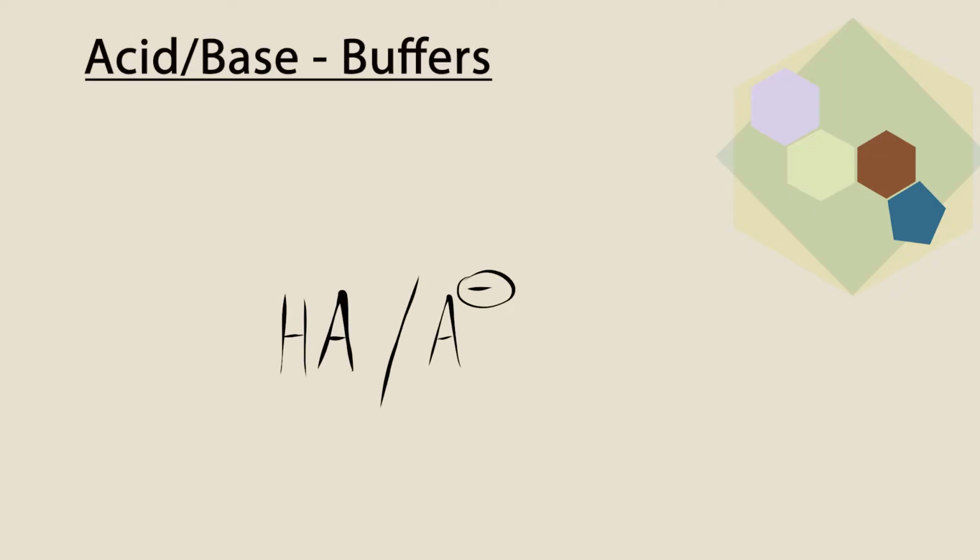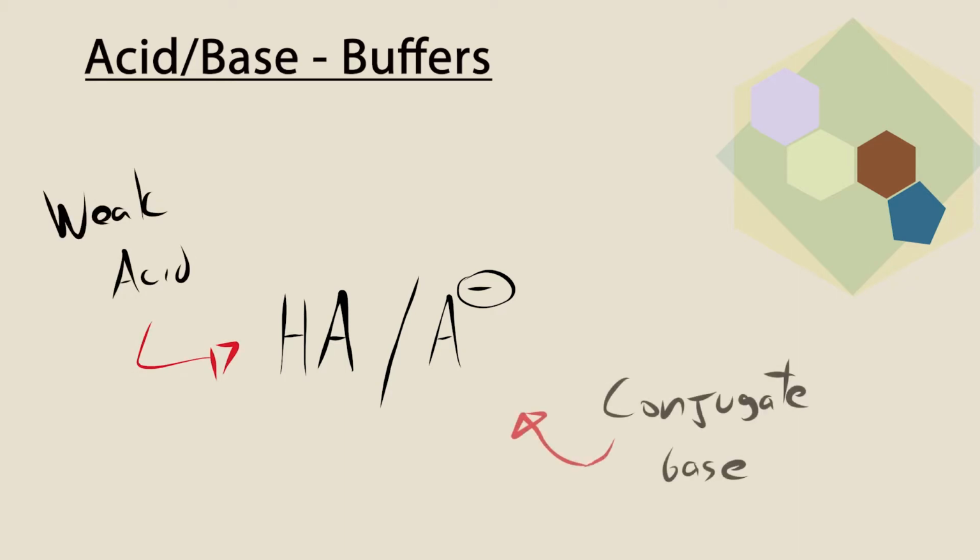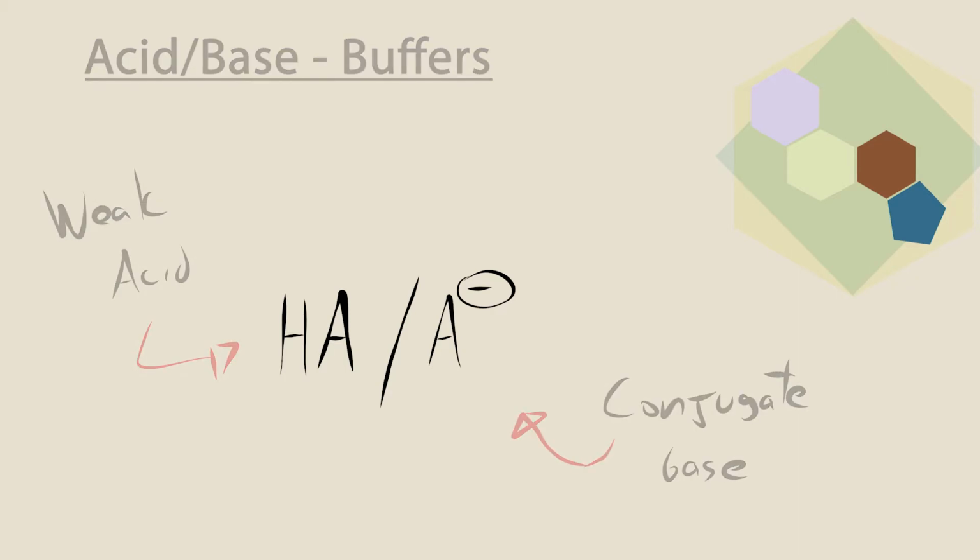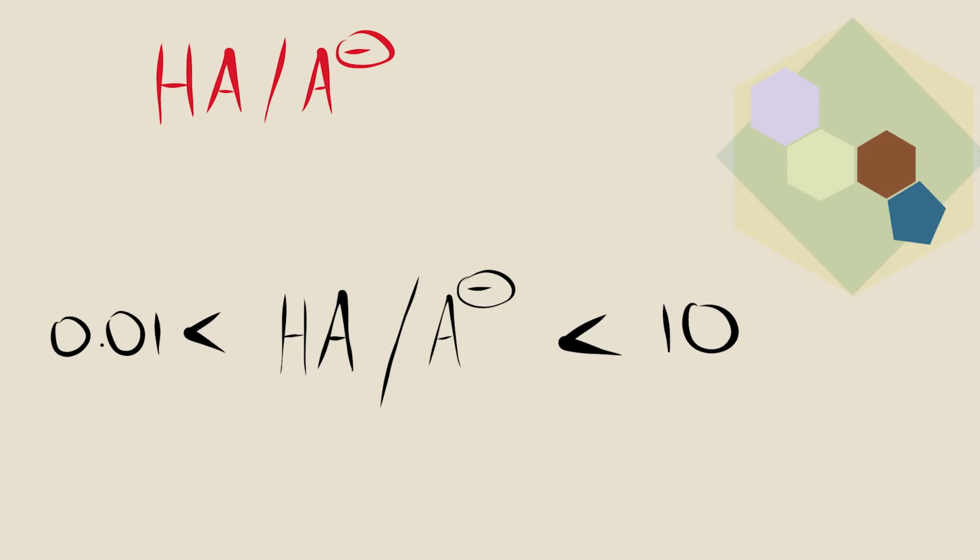Practically speaking, a solution that is considered a buffer is one which contains both a weak acid and its conjugate base. For a solution to be considered a buffer, the ratio of acid to conjugate base, or conjugate base to acid, should not exceed 10 to 1.